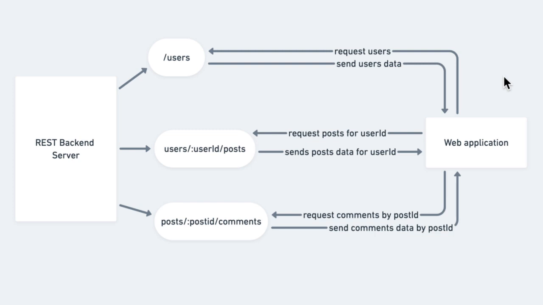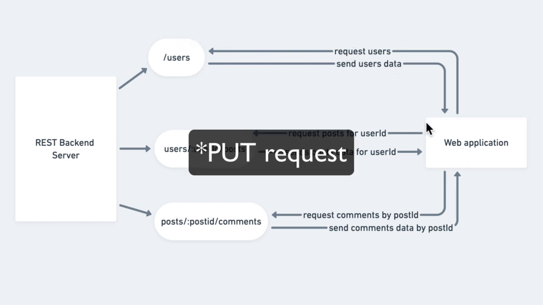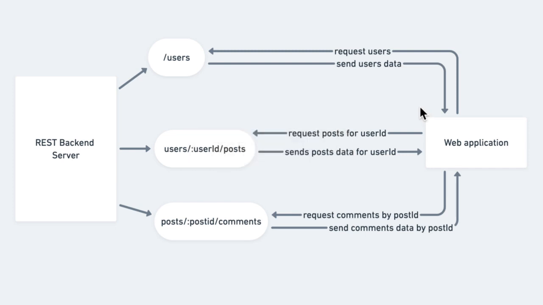If you want to get some data, you make a GET request. If you want to post some data, meaning you want to create something new, you make a POST request. If you want to update something, you'd make an update request. And then if you want to delete something, you make a delete request. So that's the main idea behind REST and how we on the front end interact with this REST backend server.